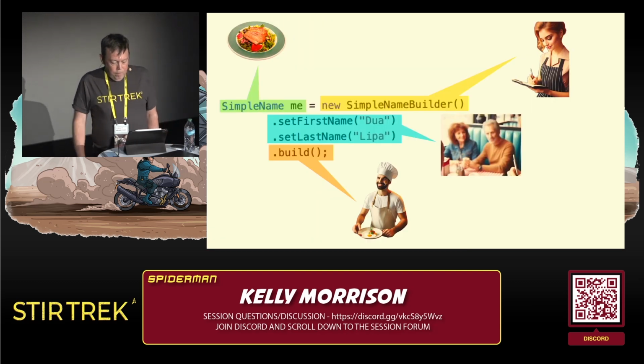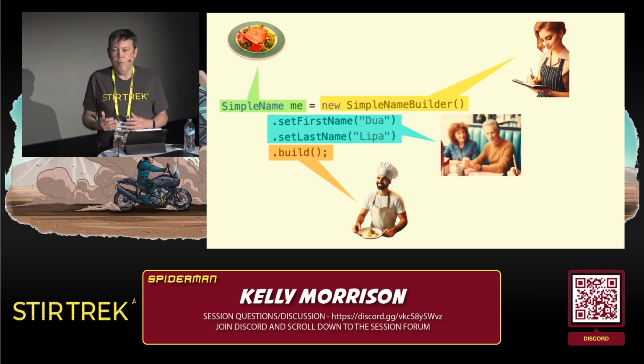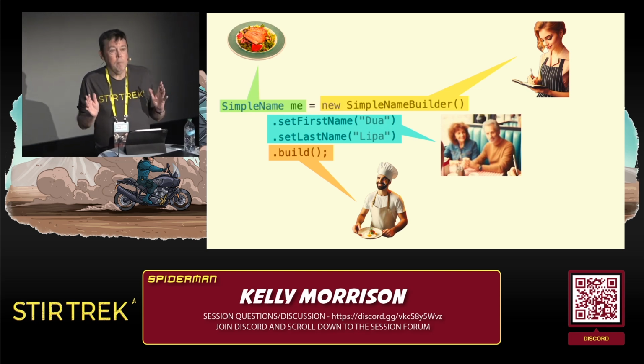Okay, here's an example of building a name, first name, last name. What we can do is create a simple builder. We set a first name, last name, and then we tell it to build a name for us. To relate this back to our diner example, the thing we're building, a simple name, is kind of like the meal that we went into the place to get.